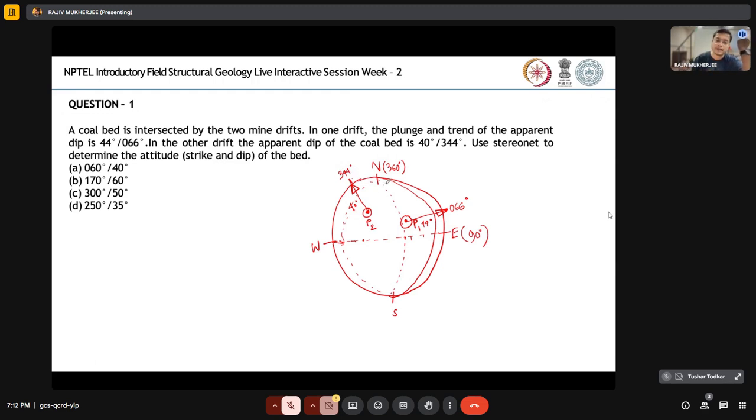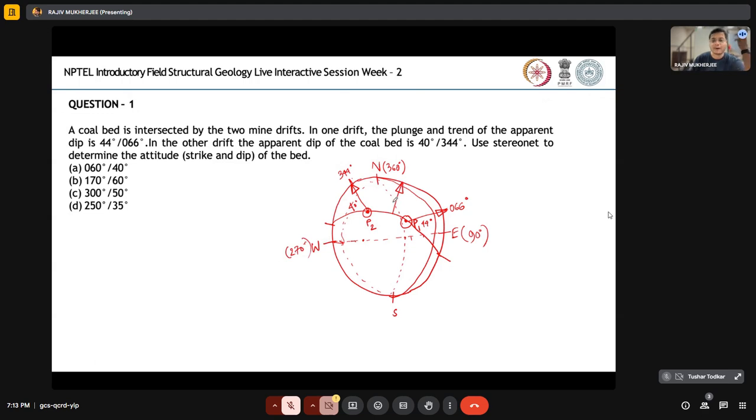So now what we need to do is to join these two points through a great circle, and easily we can say that the great circle should pass like this, right? This is how the great circle should look. Now easily we can say that this is the dip, and this is the strike, and obviously it is dipping towards northeast, right? So this is 270 degrees.